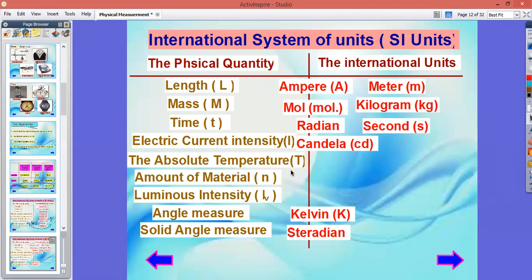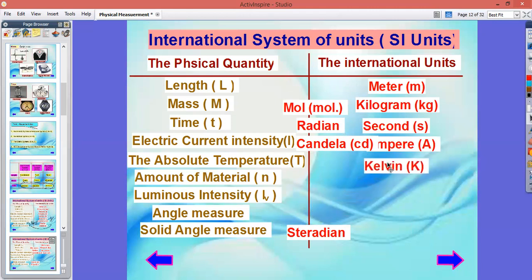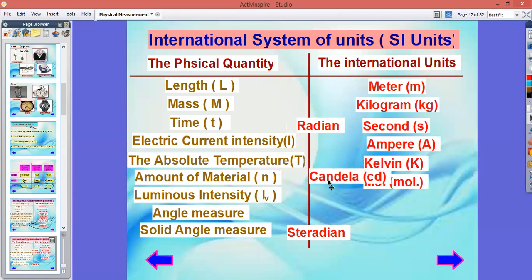What about electric current intensity? Yes, miss, we studied it in third prep. It's ampere. Excellent, bravo. Absolute temperature, Kelvin, like Celsius; in the international system it is Kelvin. Amount of material, yes, we studied it in chemistry. It is mole. Luminous intensity, candela, light. Excellent.